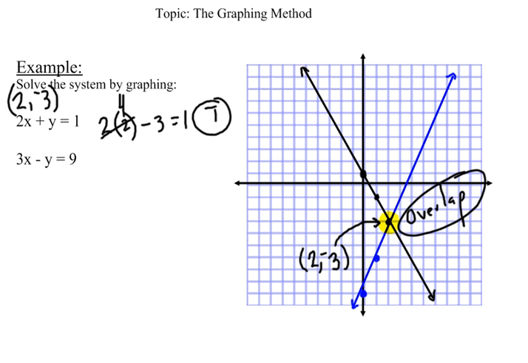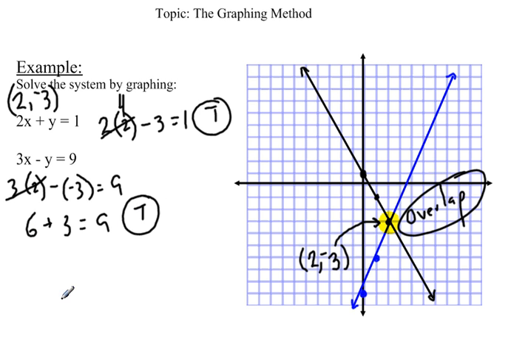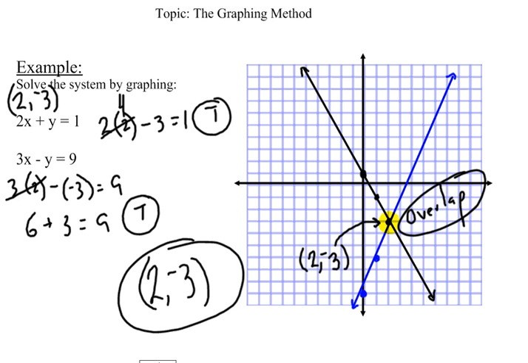That tests. Down here, you're going to have 3 times 2 minus negative 3 equals 9. Now 3 times 2 is 6. 2 negatives make a positive, and 6 plus 3 is 9. That's true also. So where your 2 lines overlap in the graphing method will give you the solution that makes both of these equations true at the same time. So your solution of this is 2, negative 3. That's your ordered pair, and that's how you answer these. You've just solved the system by graphing.